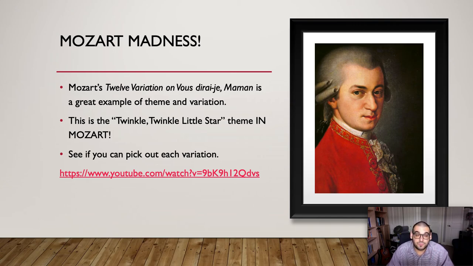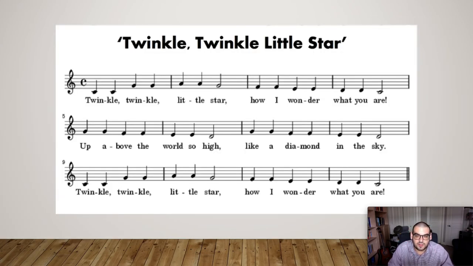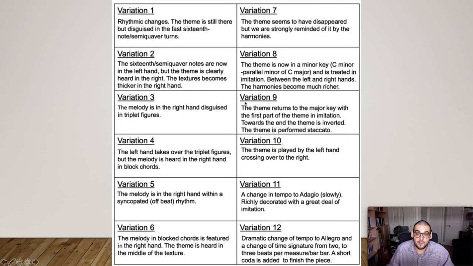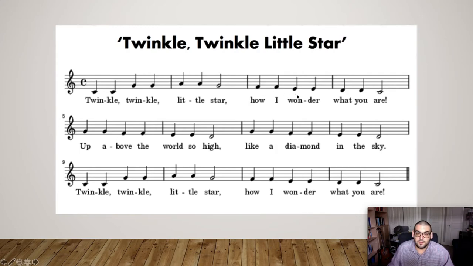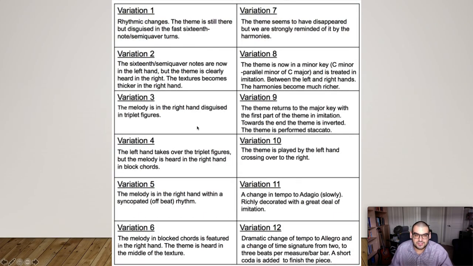He took the theme of Twinkle Twinkle Little Star and varied it 12 different times. So see if you can, I would pause the video here, listen to the song, and then on the next slide, we've got the answer key. Okay, the main theme, Twinkle Twinkle Little Star. And then this is the answer key of how it is varied, how it is changing slightly, but that main theme is still there.